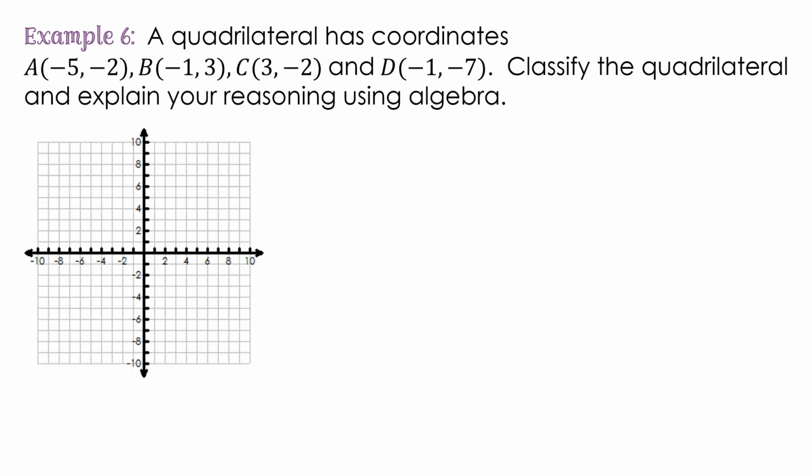All right, last example, one more graphing. So -5, -2 is A. B is -1, 3. C is 3, -2. And D is -1, -7. A, B, C, D. Let's try to connect. Okay, not the best picture. But no, that's actually the connection on that one looks really bad. Let me see if I can do that a little bit better.